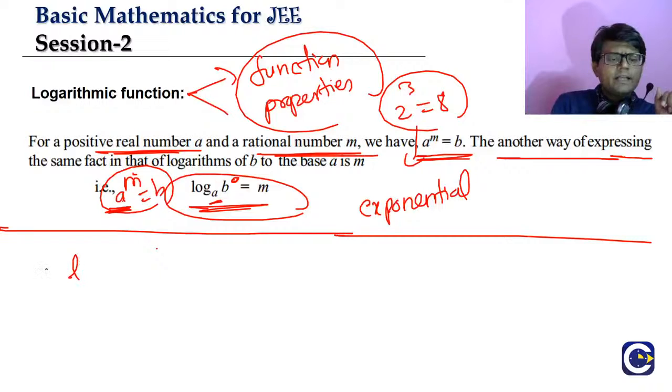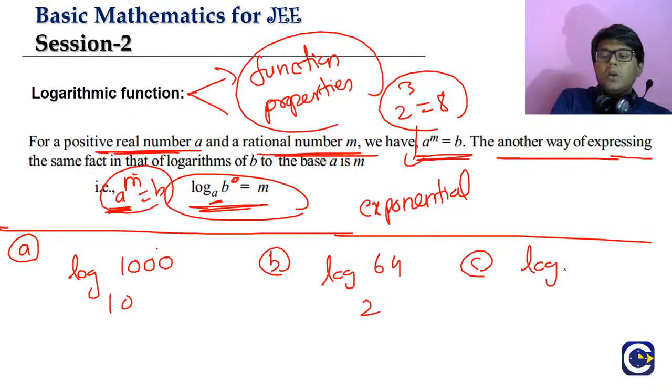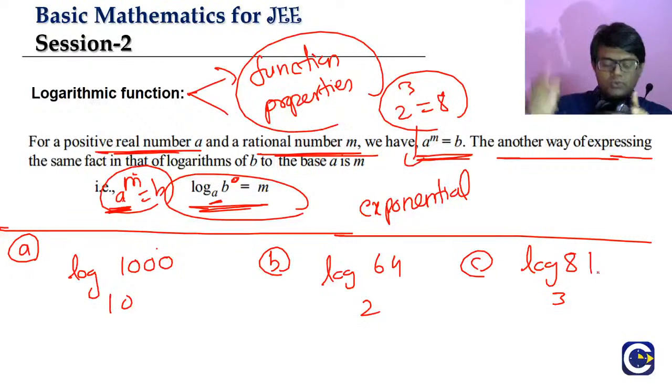Now look at it. I'll give you a couple of log values, and you can tell me the answer. Log of 1000 to the base 10. I'm numbering them as A, B, C. When you type the answer, also type it as A, B, C. Then log of 64 to the base 2. Then log of 81 to the base 3. So I'm expecting answers from you. You have to tell me what these logarithmic function values are.